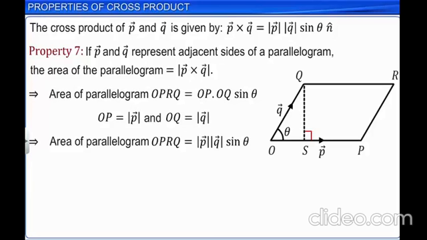We know that the product of the magnitudes of vectors p and q and sine theta is equal to the magnitude of the cross product of vectors p and q. Thus the property is proved as shown.